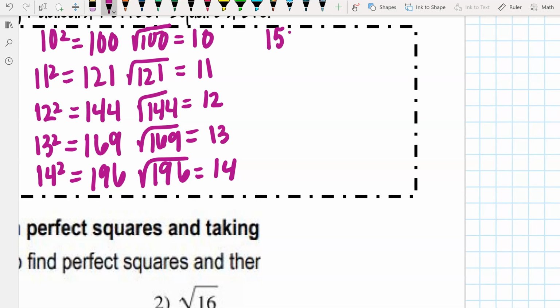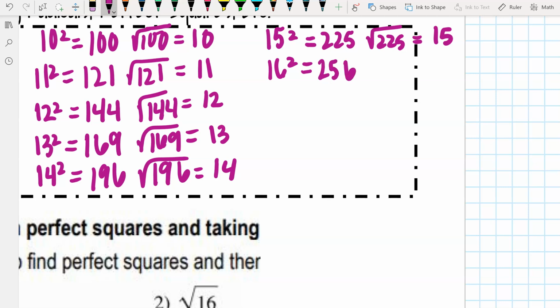So we have 15 squared, that gives you 225. So if I take the square root of 225, I get 15. Then 16 squared, if I take 16 squared, then I should get 256. So then if I take the square root, then I should get 16. So these are a few of the ones that are pretty notable. These are ones that you should be able to identify.